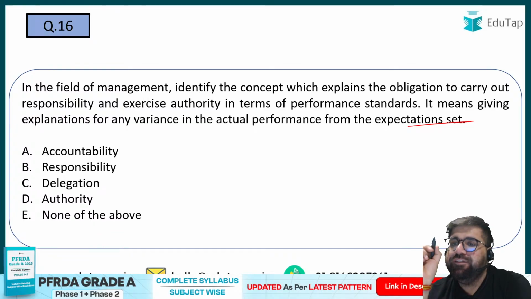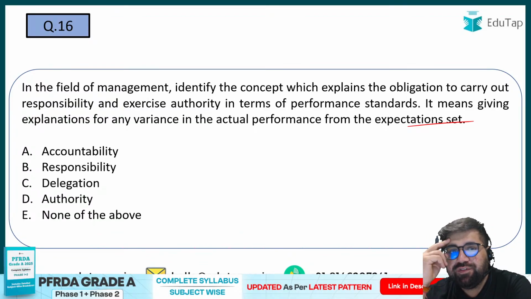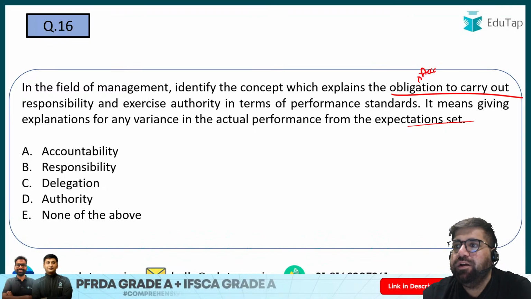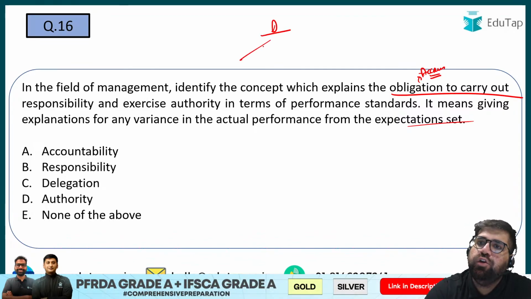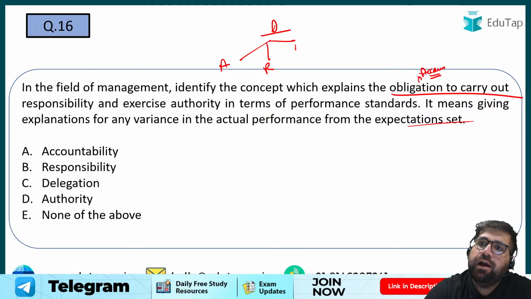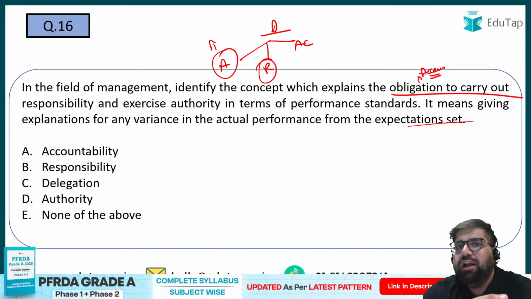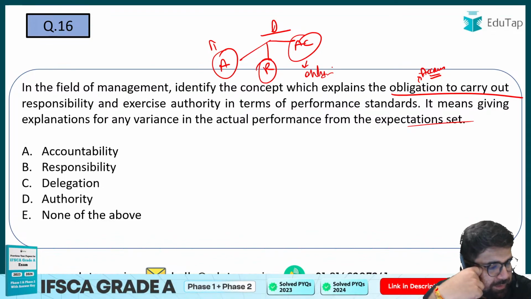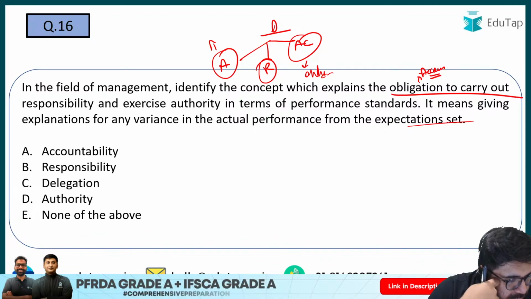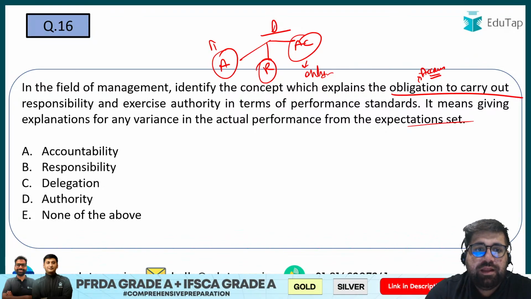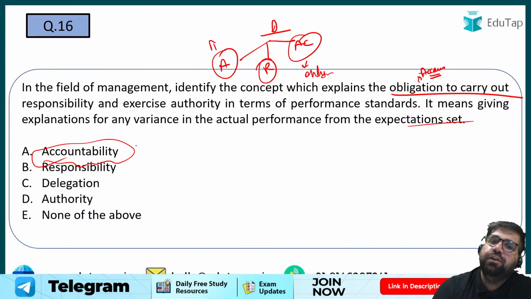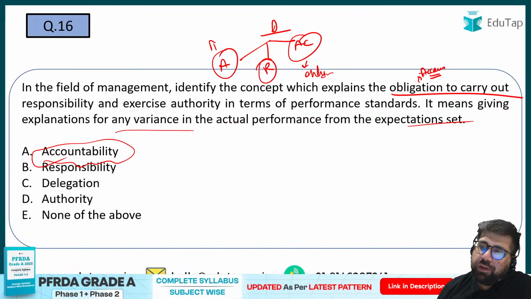In the field of management, identify the concept which explains the obligation to carry out responsibility. Now if I read it again, obligation comes only in one, that is accountability. Delegation has 3 components: authority, responsibility, and accountability. Authority means the power. Responsibility means the duty to do that particular part. But if you have accountability, then you are obligated to do that particular part. So the answer over here will be accountability. If you do something wrong, you have to explain to your superior why you have done it. So if there is any variance, then accountability will come into the picture.